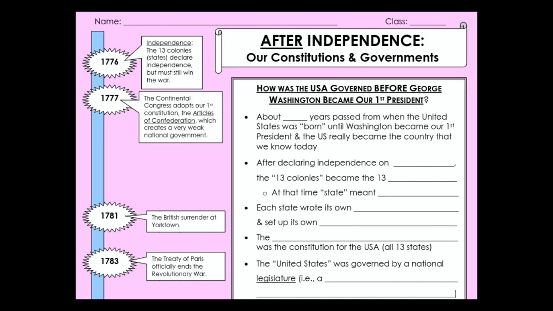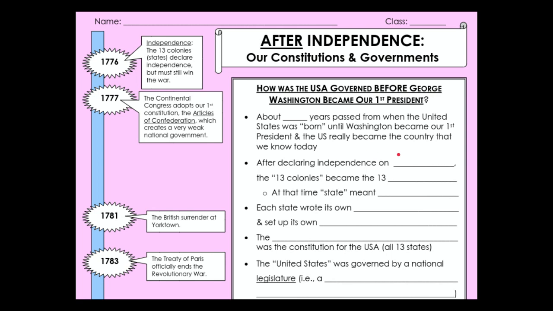Brings us to here. So pick up your pencil or pen and be ready to write. Here we go. How the USA was governed before George Washington became our first president. So for about 13 years, from 1776 to 1789, passed from when the United States was born until Washington became our first president and the U.S. really became the country that we know today.